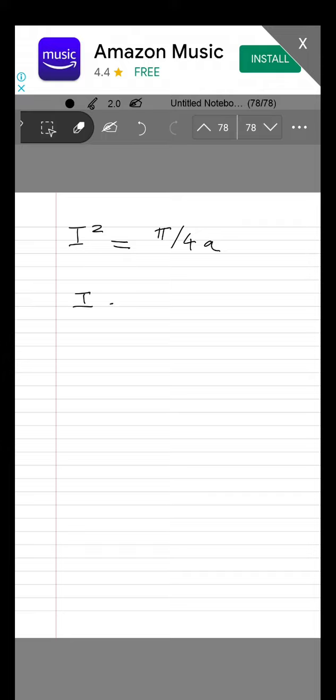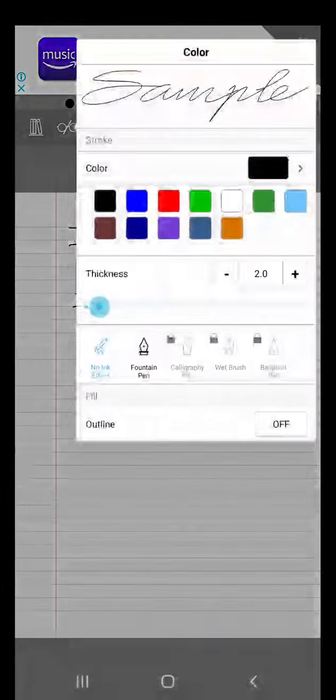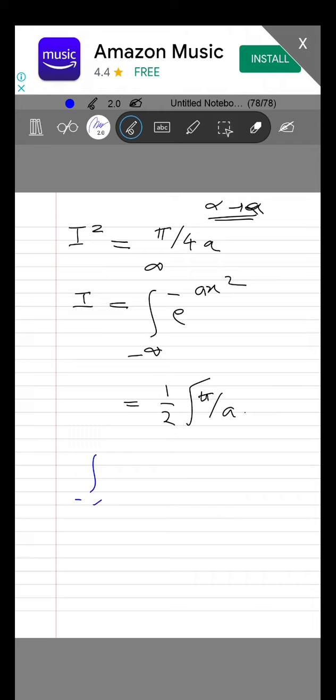So I, which is nothing but the initial integration which we started with, e to the power minus a x square, actually sometimes it is written as a, sometimes alpha. So a and alpha are equal here. And that turns out to be equal to 1 by 2 root pi by a, and if a is equal to 1, then the integral from minus infinity to infinity of e to the power minus x square dx is equal to 1 by 2 root pi.